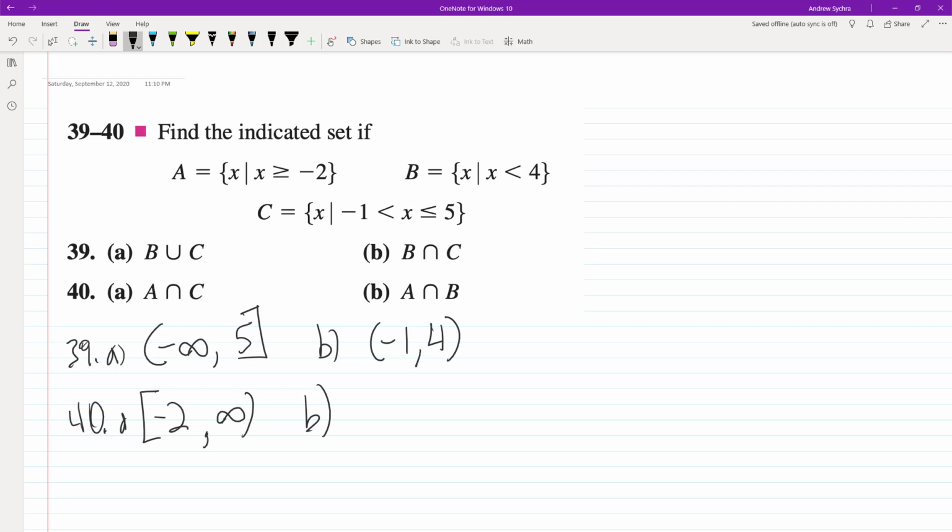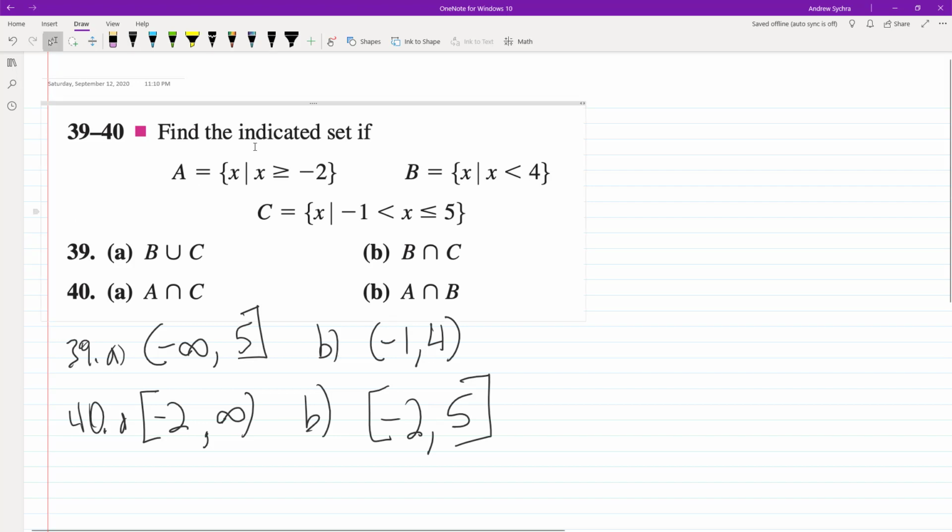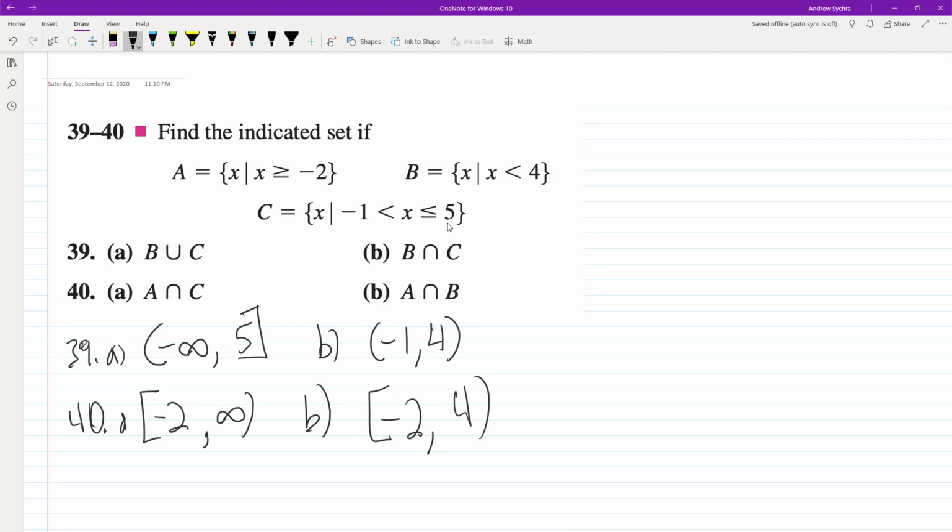It's going to be -2 to 5. Okay, sweet. -2 to 5. Oh, shoot. Sorry, this is B. I didn't include it. Did I get this one right? B and C. Yeah, I did. Okay.